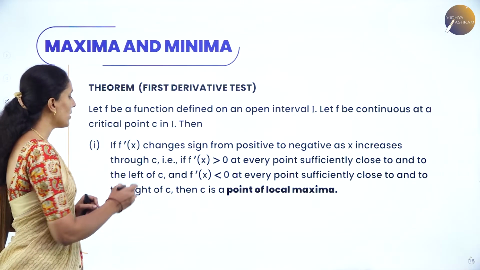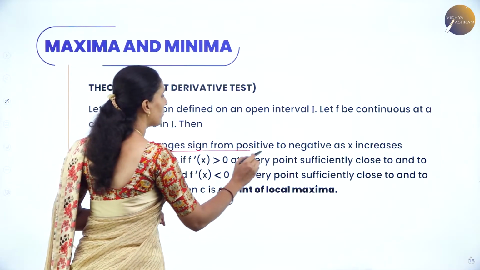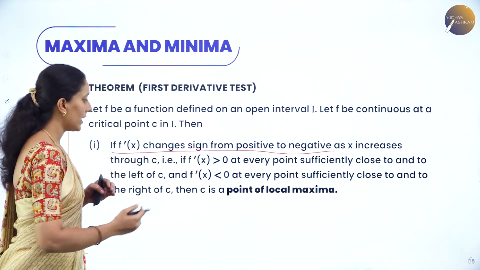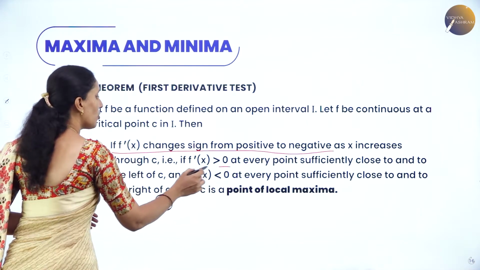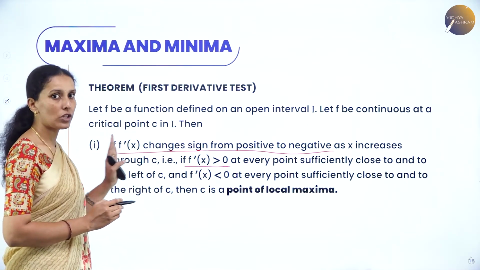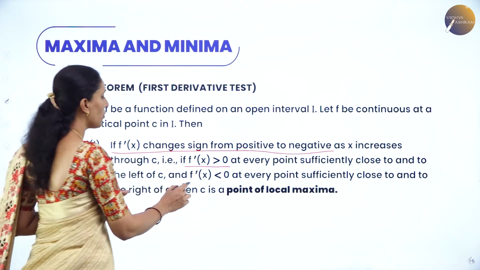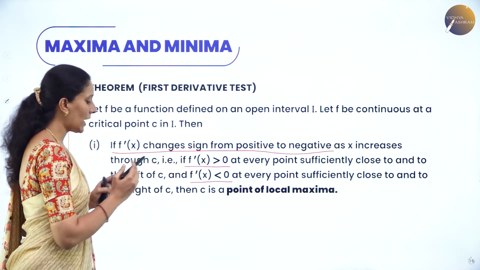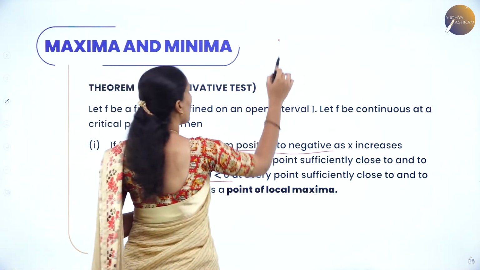Then, f dash of x changes sign from positive to negative. That is, first it increases and then it decreases. That is, f dash of x is greater than 0 for a point sufficiently close to the left of C, and f dash of x is less than 0 at a point sufficiently close to the right of C. I have taken an example of this curve.